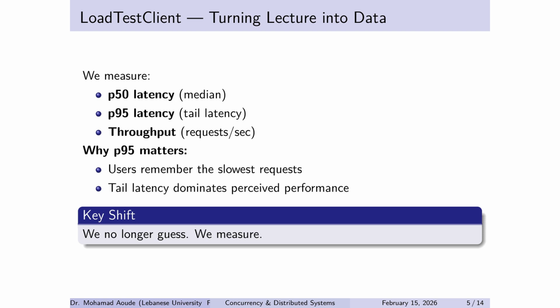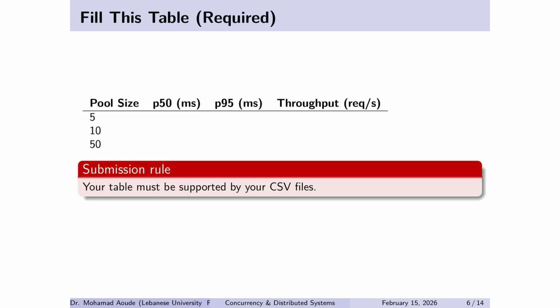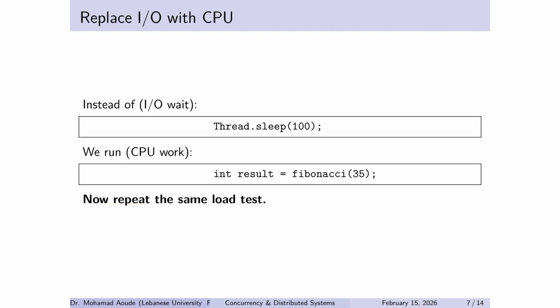This is the shift from theory to engineering maturity. We do not guess performance. We measure it. This table is not busy work. This is your engineering record. You will fill in pool size versus P50, P95, and throughput, and you must support it with CSV data. Why am I strict about evidence? Because in real systems, performance claims without measurement are meaningless. If you cannot reproduce your numbers, you do not understand your system. This table forces discipline.